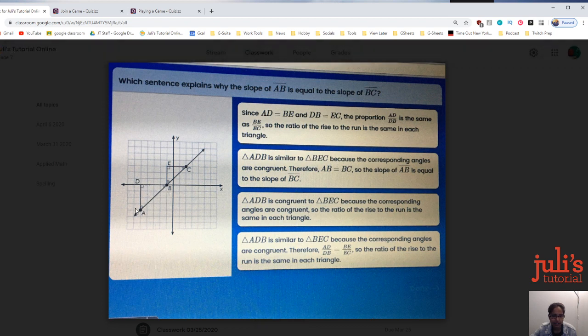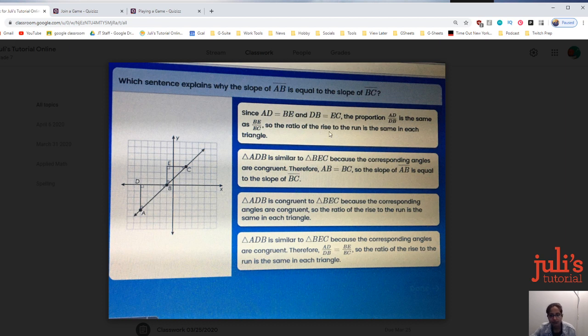AD, which is right here, is equal to BE. So basically they are proportional. And DB, which is the base of this triangle, is equal to the base of this triangle. So the height of this triangle equals the height of this one, and the base of this one equals the base of this one. The proportion AD over DB is the same as BE over EC. Good, yes, that's true. That's how proportional triangles work, or any figures.